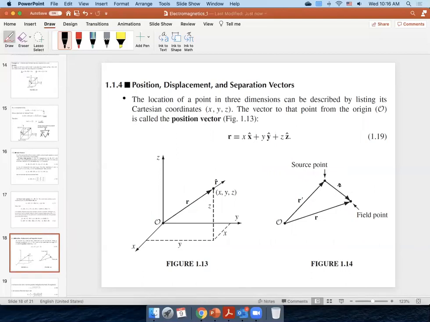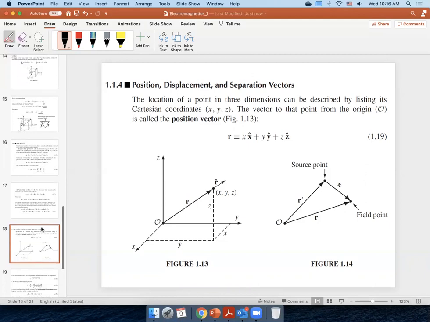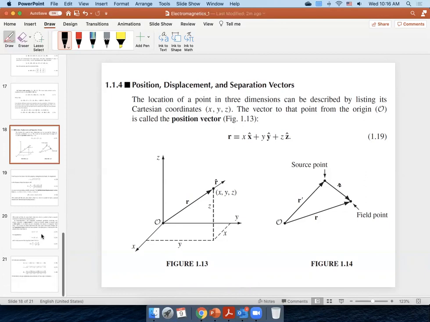Another important topic is position, displacement, and separation vectors. That's more useful. Previously, we always introduced vectors as arrows. But here, the location of a point in 3 dimensions can also be described by listing its Cartesian coordinates. The vector to that point from the origin is called its position vector.